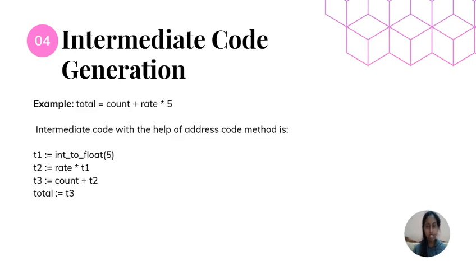For the given example, total equals count plus rate multiplied by 5. Intermediate code with the help of the three-address code method is generated as shown below.